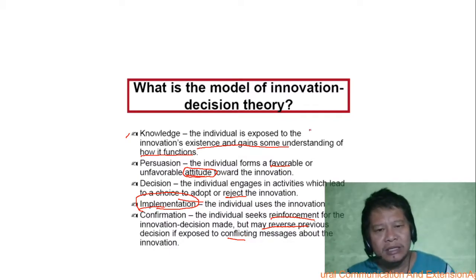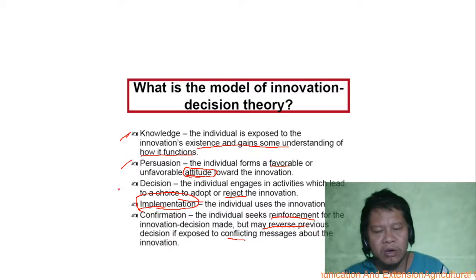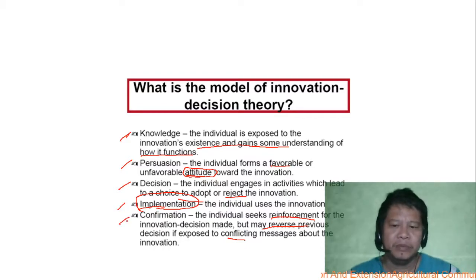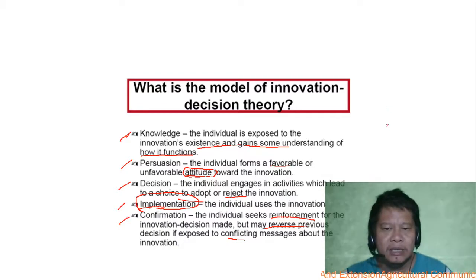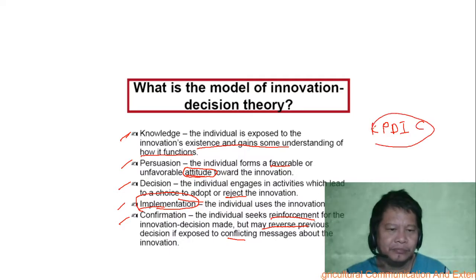This is the model of innovation decision theory, composed of the knowledge about the technology, persuasion, no? Decide to reject or adapt, then confirm, i-confirm niya. We have in the innovation decision theory: knowledge, persuasion, decision, implementation, and confirmation. Okay?